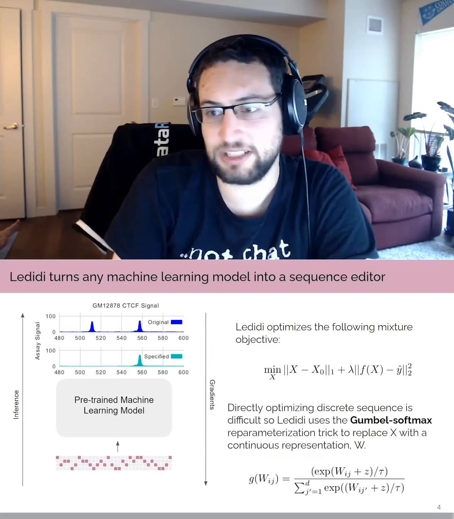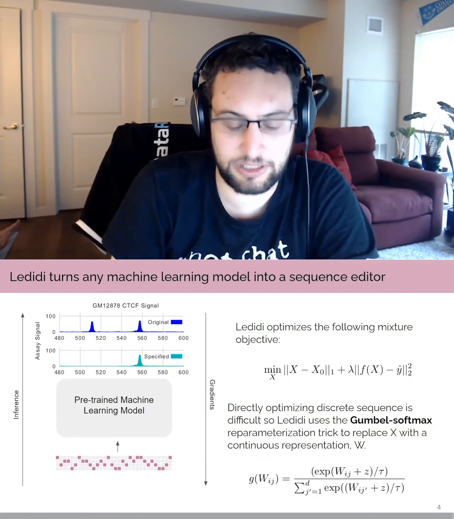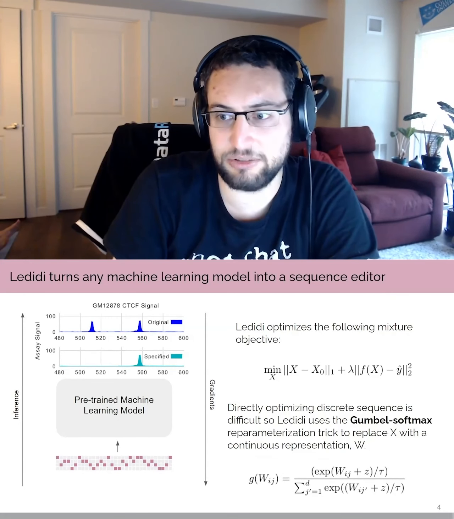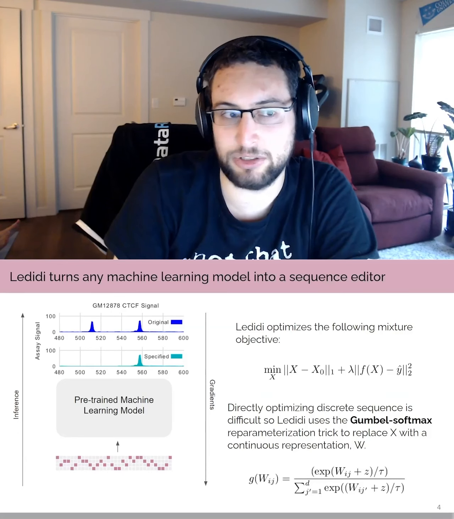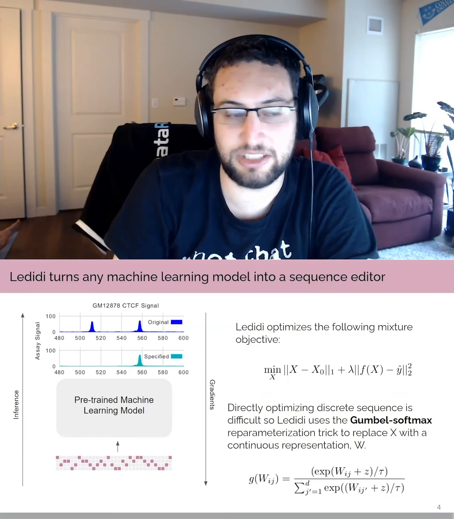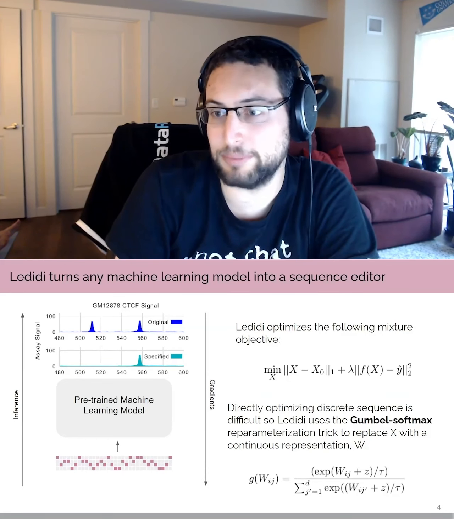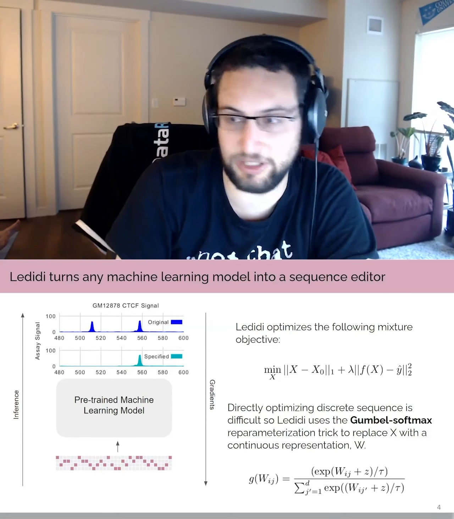Now, one of the difficulties that we encountered is that using gradients to update a categorical or discrete sequence like this is not intuitive. You can't simply use gradients in order to do this.